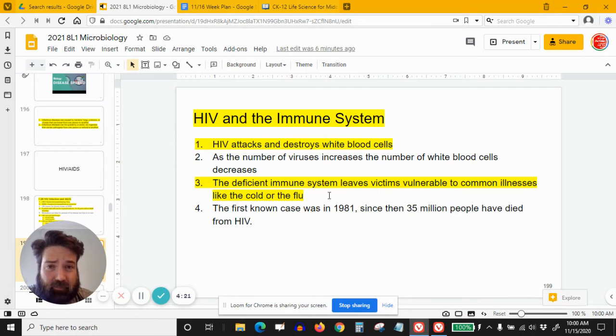Now, yes, technically, I guess you could say the flu or the cold killed them, but the flu or the cold would not have killed them if HIV had not knocked out their immune system. So even though the HIV virus didn't directly kill them, we still attribute that death to HIV because it made it possible for something else to kill them.